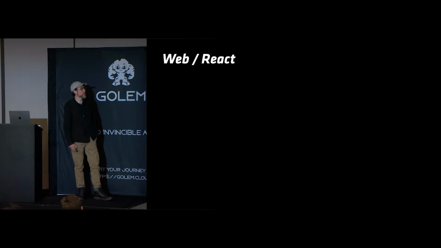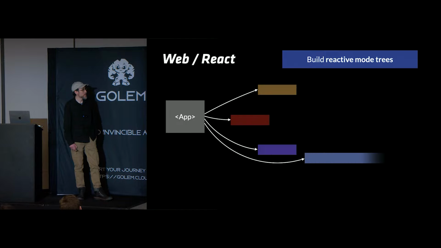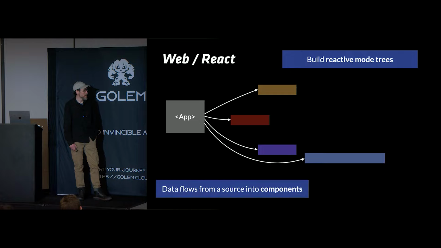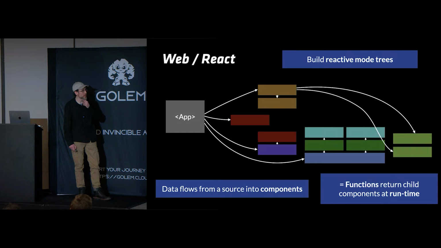And so this is basically what React did. React lets you build reactive mode trees. So I'm just quickly going to go through that. And the way this works is you have an app that is going to render subcomponents at runtime, in this case 4, and it passes data along. So data always flows from a source into components, always one way. And these components are just functions that return child components at runtime. So app, in this case, returned 4 children, and each of these blocks is another function that can return other things, like so.